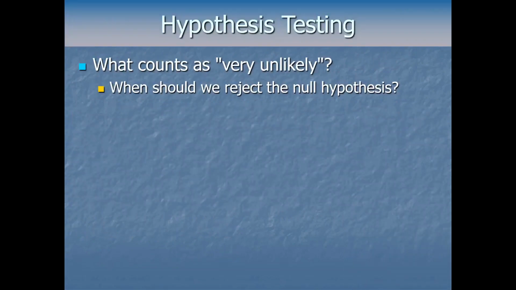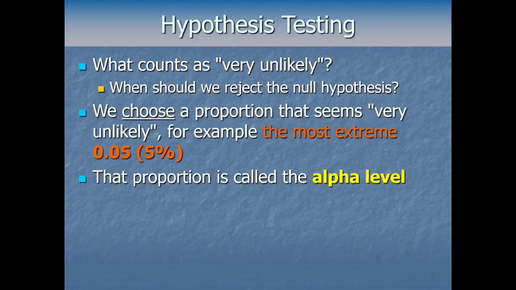But what counts as very unlikely? Like, when should we reject the null hypothesis? And honestly, we can just choose a proportion here that seems to us very unlikely. Now, it's mostly a convention, but in most sciences today, the default is to choose 5%, to choose a proportion of 0.05 as our definition of what's unlikely. Whatever number we choose, that's called the alpha level. But if it's just not mentioned in a study, if you're reading some peer-reviewed journal article and they don't mention the alpha level, you can just assume the researchers used the standard and common 0.05 alpha level.